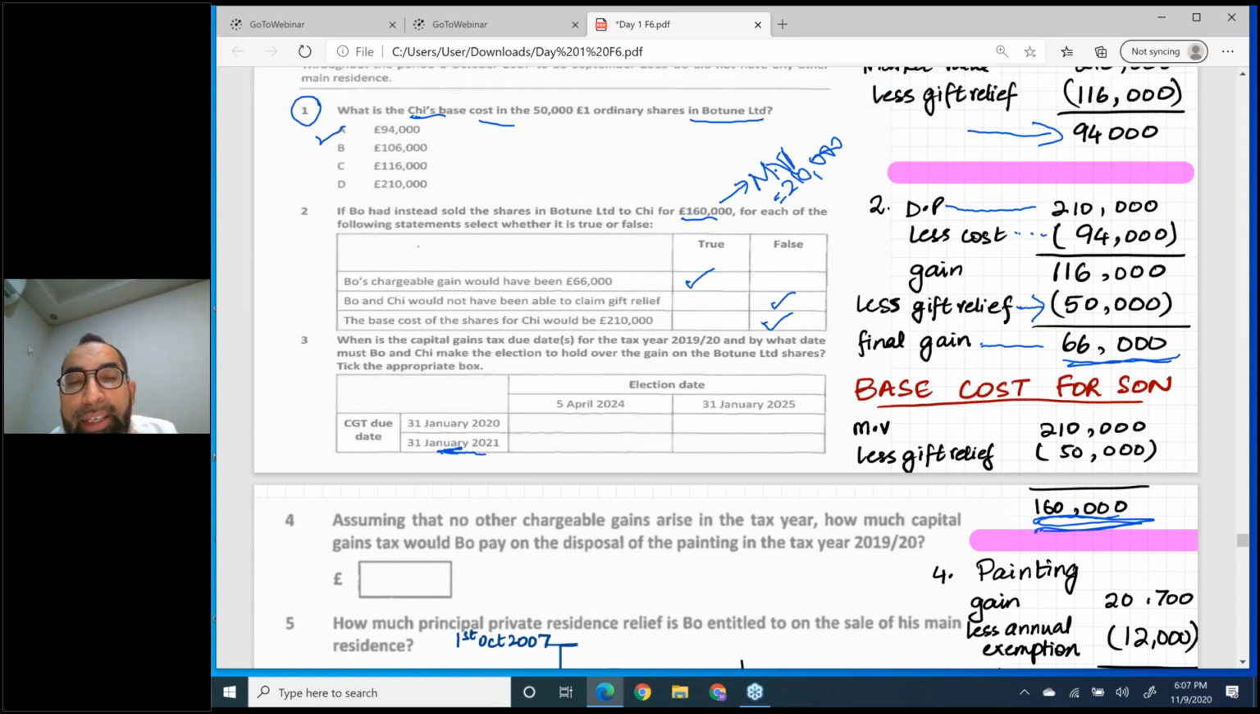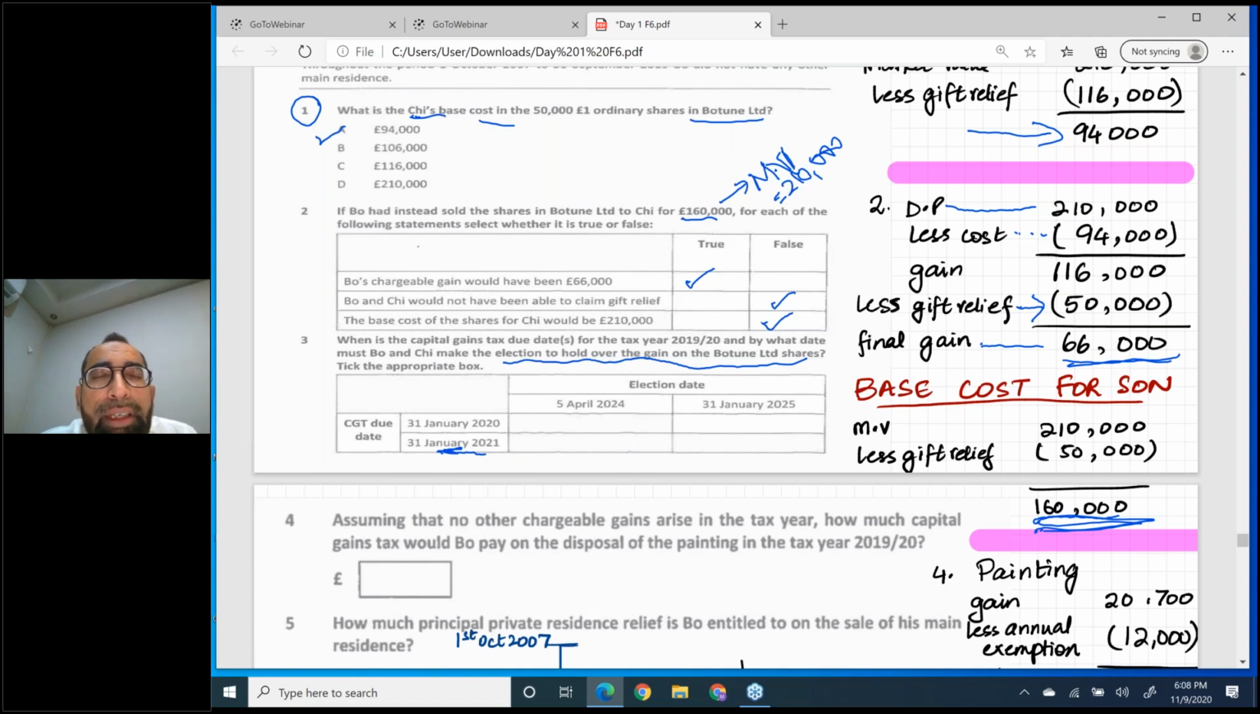One more thing the examiner is asking. By what date must Bo and Chi make the election to hold over the gain? I already told you when I was teaching entrepreneur relief that there is a claim date, an election date for all reliefs. The claim date for gift relief is 4 years from the end of the fiscal year in which the gift is made.